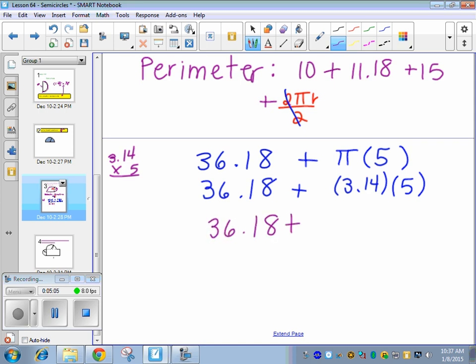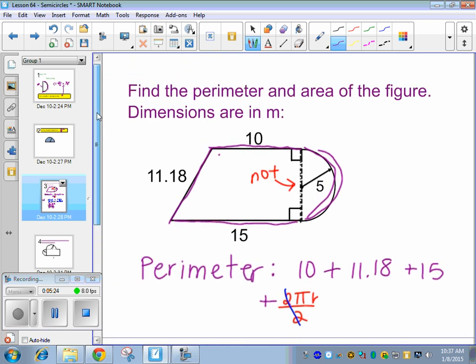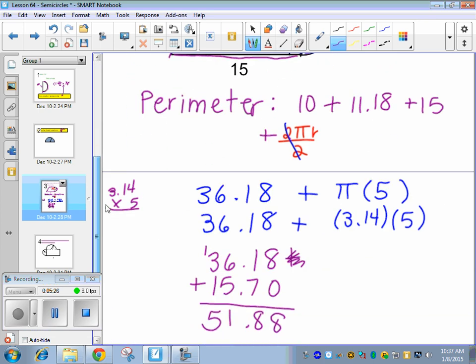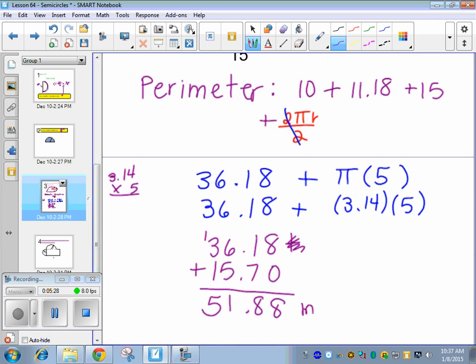I'm going to go ahead and line it up here. 15.7, I shouldn't put my plus sign there though. Okay, so I've got 8, 8, 11, 5. Okay, 51.88. We are doing perimeter, right? So for our units, what should we put? Meters. Yeah, meters. Good.